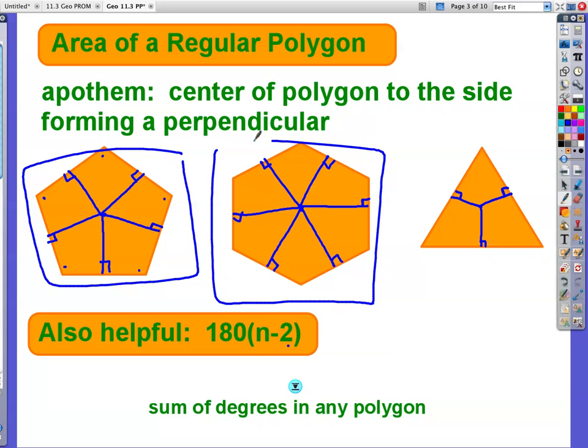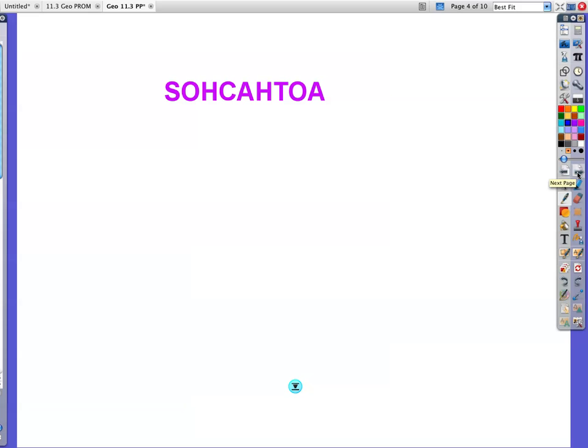Hexagon. 6 sides. 6 minus 2 is 4. 4 times 180. Figure that out. Divide by 6, and that'll tell you how many degrees are in each one of those angles. And all those angles are congruent again. Same with the triangle. Moving on. You might also need to know SOHCAHTOA for this lesson.